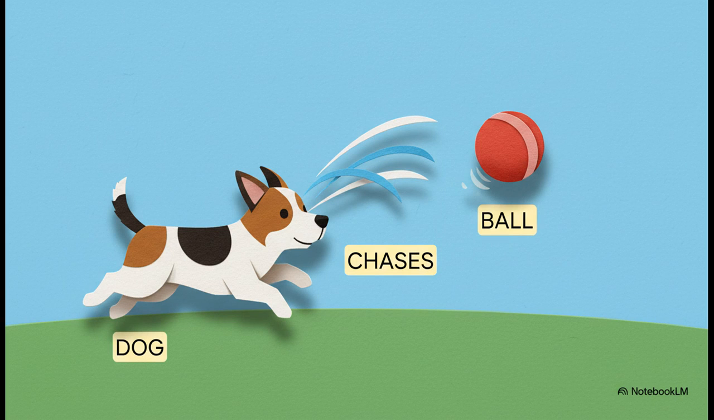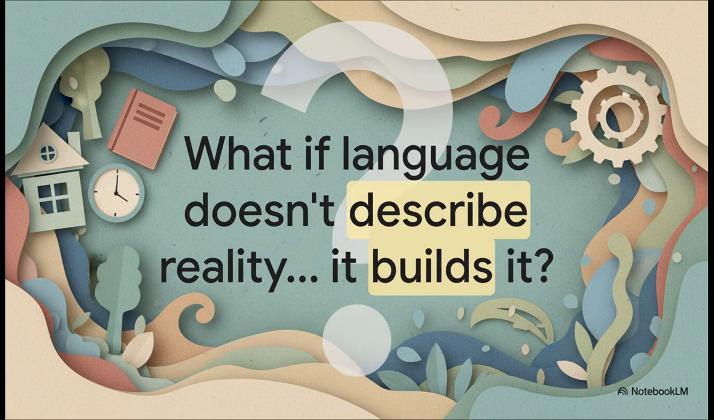The dog chases the ball. It feels like a simple statement of fact, right? Just a plain truth about the world. You've got a dog, you've got a ball, two separate things, two nouns, and then you have chases, an action, a verb. It seems so clear, so obvious. That's just reality.